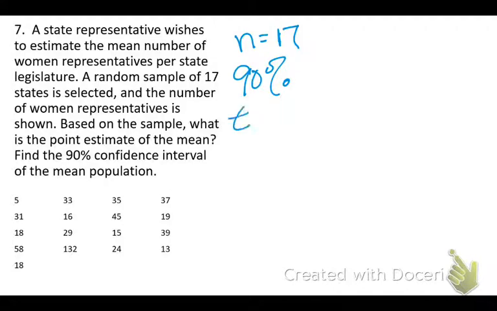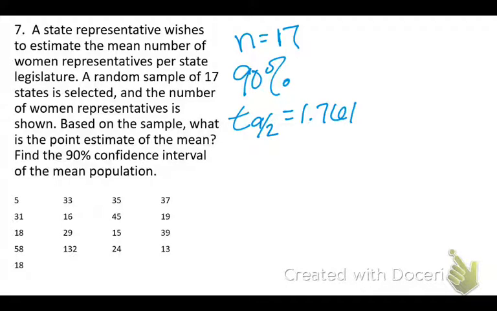So really we can just go ahead and put that T sub alpha over 2 is equivalent to 1.761. That was from the last problem. All right, so now I'm going to go ahead and enter in all of my numbers into my calculator.